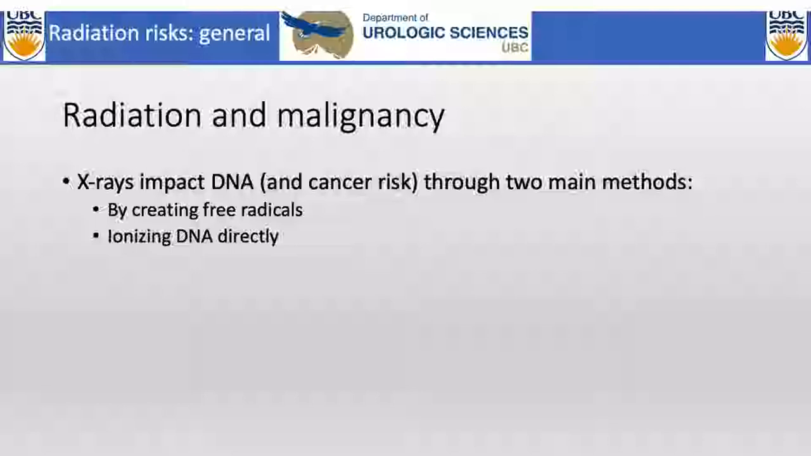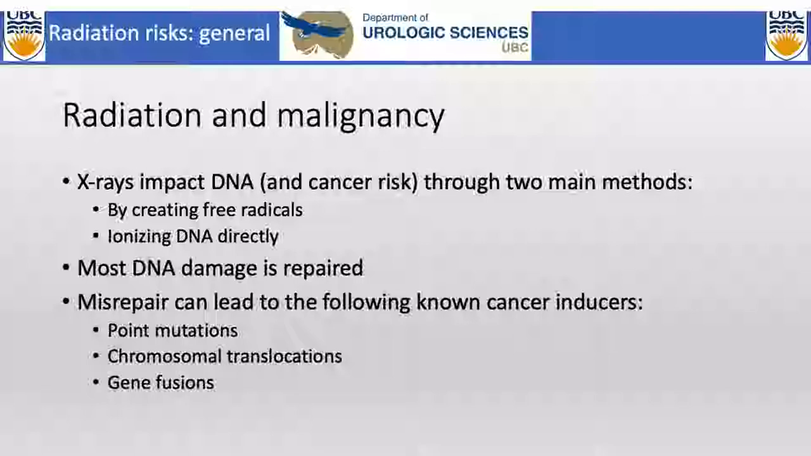So what do x-rays actually do? X-rays impact DNA through two main mechanisms. One, they create free radicals by displacing electrons. Two, they ionize DNA directly. Most of this DNA damage gets repaired, as it does every day through various processes, though misrepair can lead to point mutations, translocations, and gene fusions, which are triggers or starting points for malignant transformation.